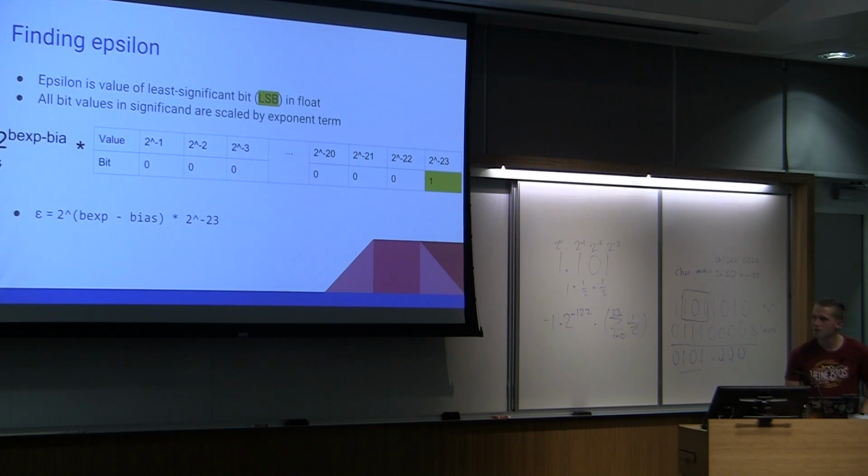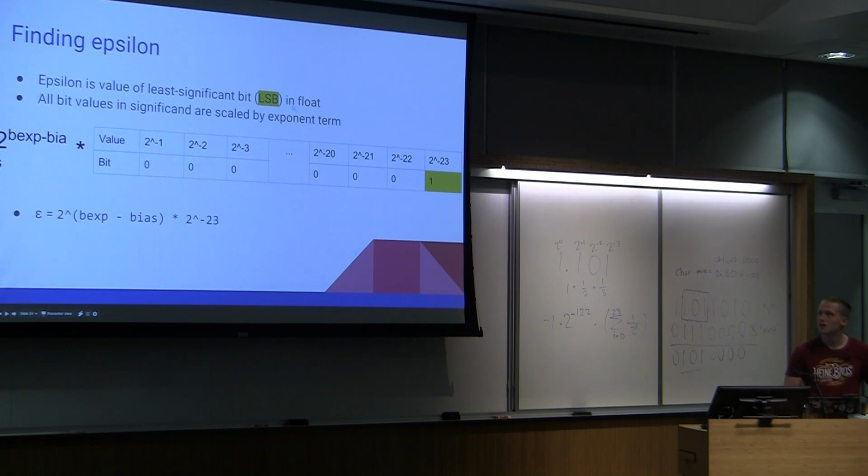So let's talk about finding the epsilon of a float. I'm sure you all have fond memories of doing it on your floating point assignment. Epsilon is just the value of the least significant bit in the floating point number. So it's the digit all the way on the right-hand side, the least significant digit in the significand.